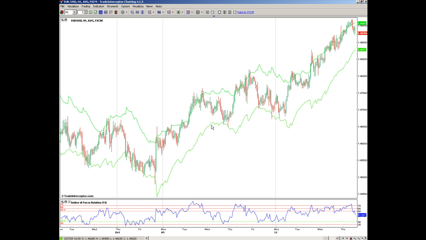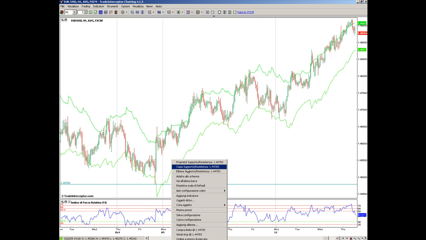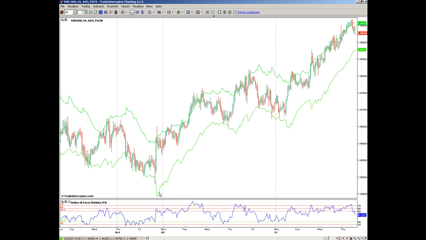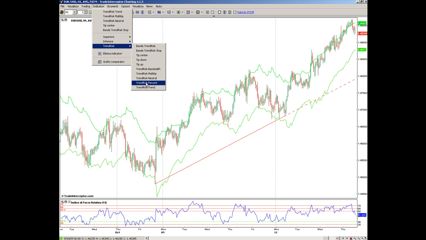Well, the first one is a visualization. I mean, it's a normal visualization to see if the price is moving up, and you can use, for example, trend lines and see what is the general direction. It doesn't really have to be necessary. You can even see it normally, I mean, with your eyes. And the other way is to use the indicator trend risk trend.